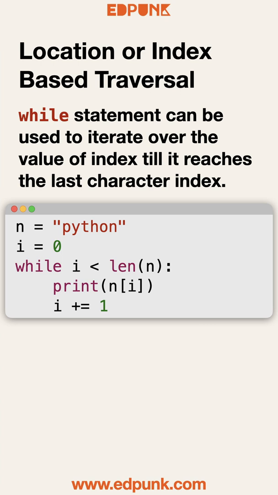Now, the while statement along with the condition index i less than length of string is specified. This means that the while code block will run as long as the condition is satisfied. We print the character corresponding to the current value of index, post which we increment the value of index i by 1, and the loop continues as long as the value of i is less than the length of the string. Let us now execute the code.